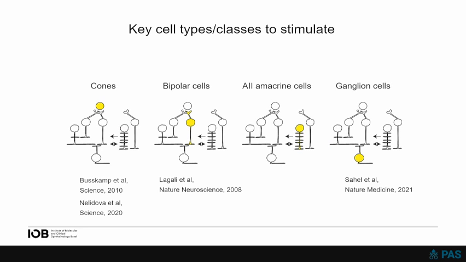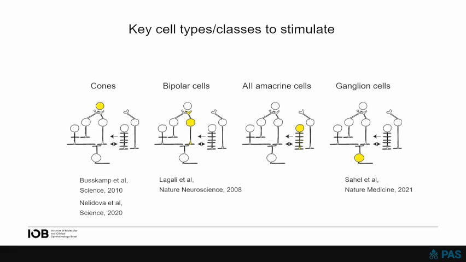Now, there are four different ways of achieving optogenetic visual restoration in the retina. One is to target cone photoreceptors. And of course, if the cones have lost their outer segments so they are not light sensitive, this is the best option.